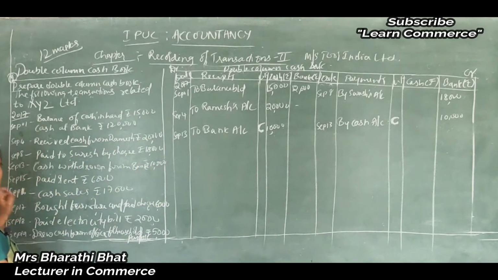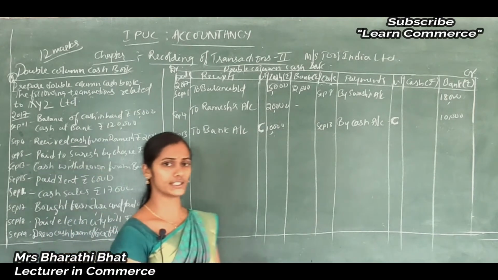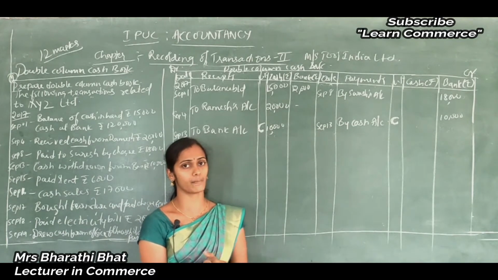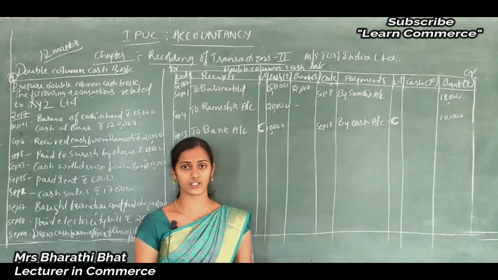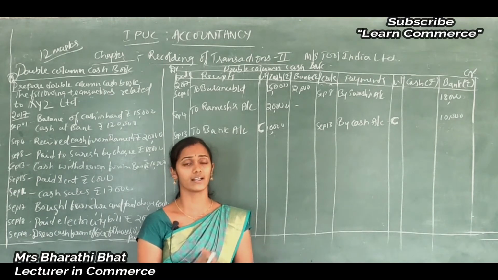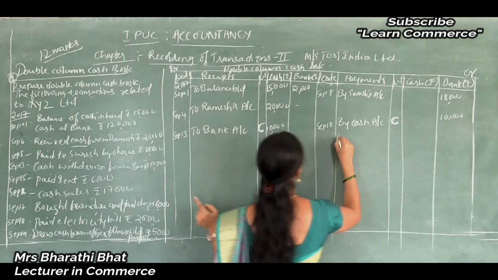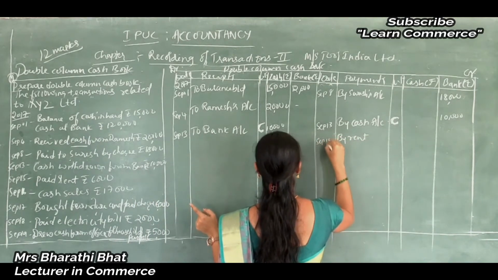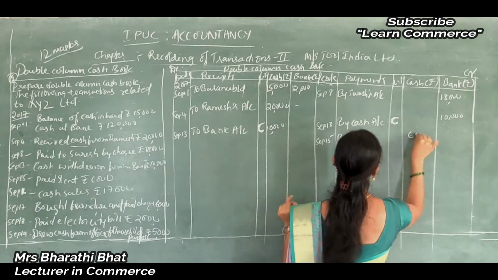And the next one, paid rent, September 15. Just paid rent is given. Whether we can consider this as cash or bank? If the transaction says only paid rent, and there is no mention of any check or any other bank, then we should consider that transaction a cash transaction. So paid rent, by rent, mention the date September 15, by rent, cash column 6,000.